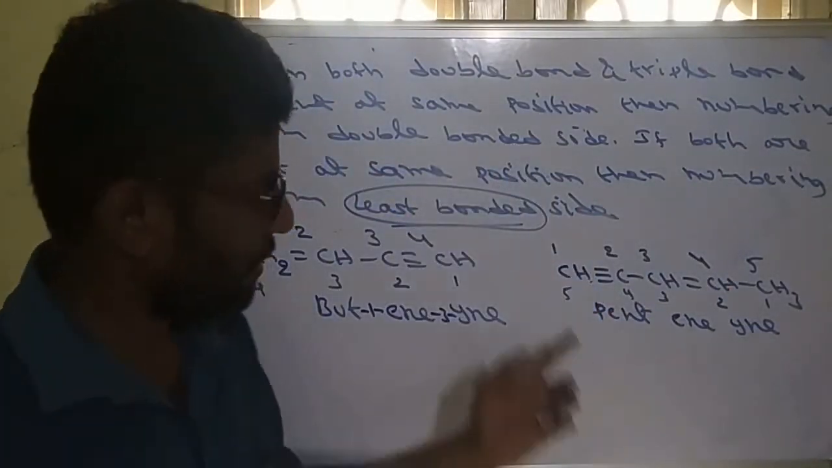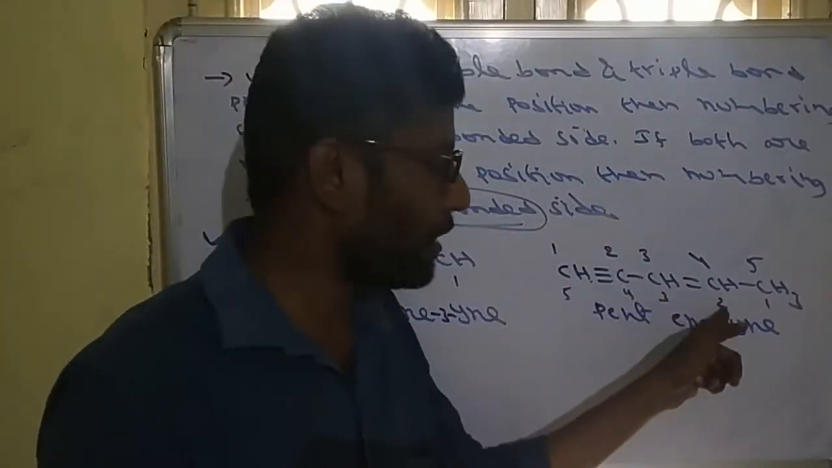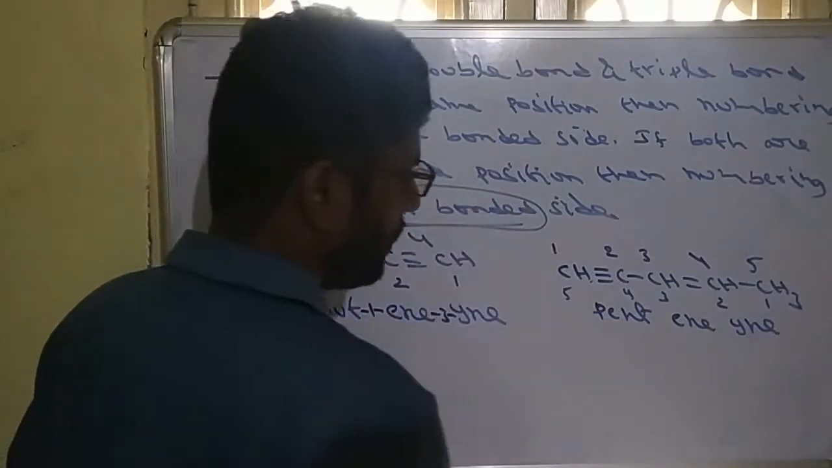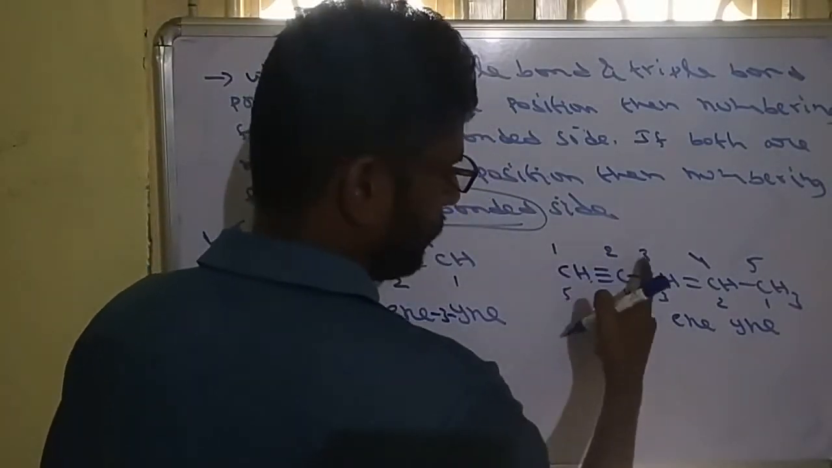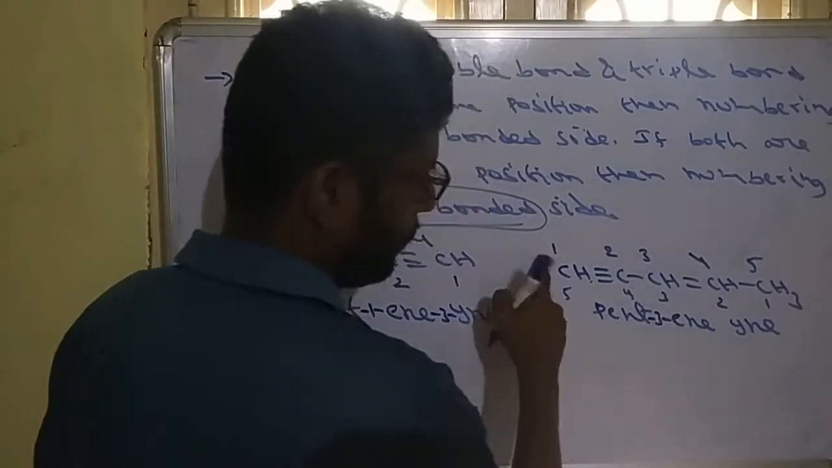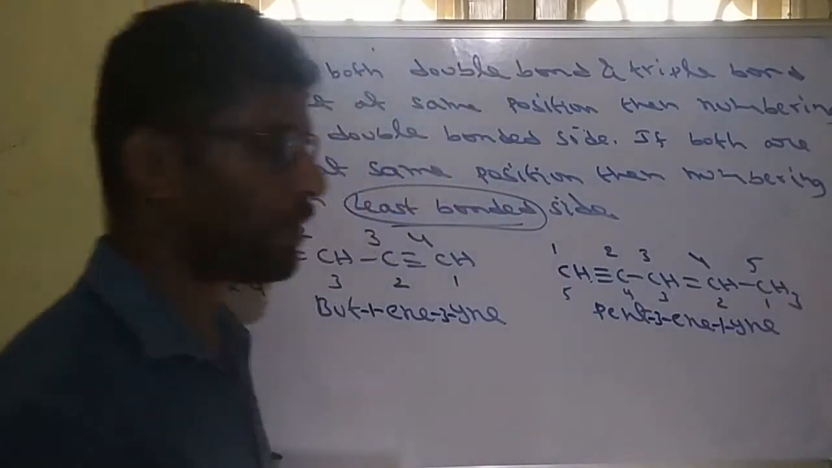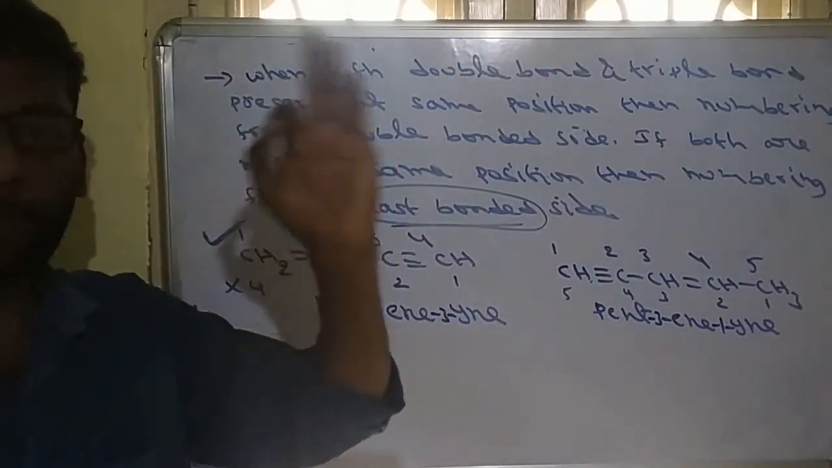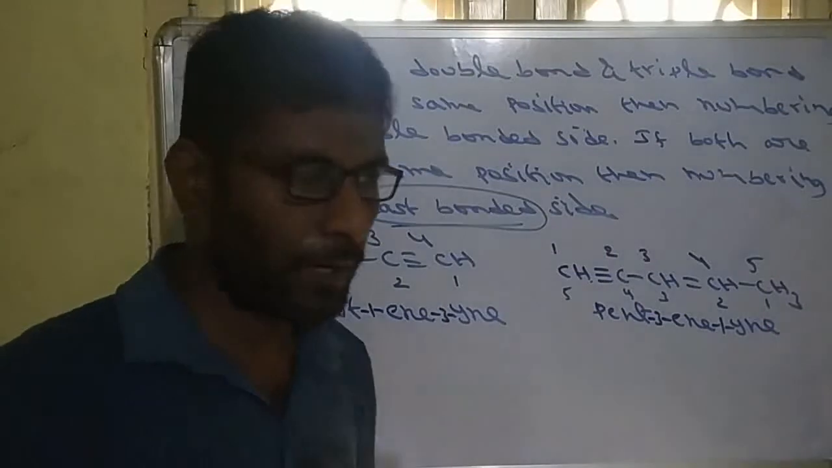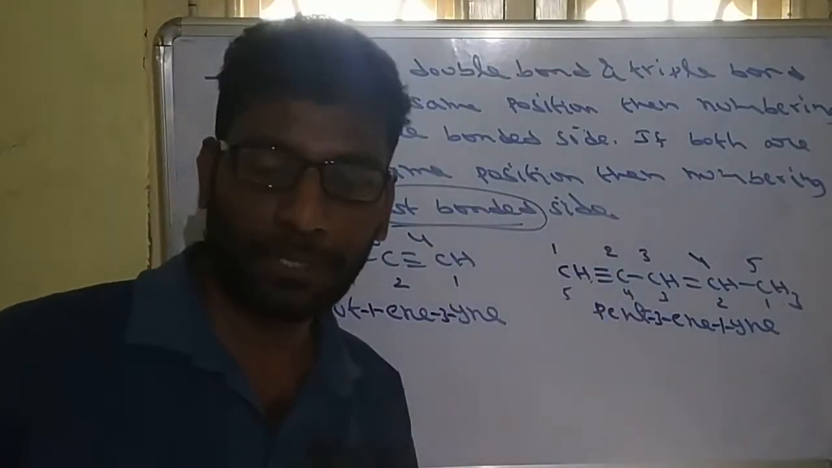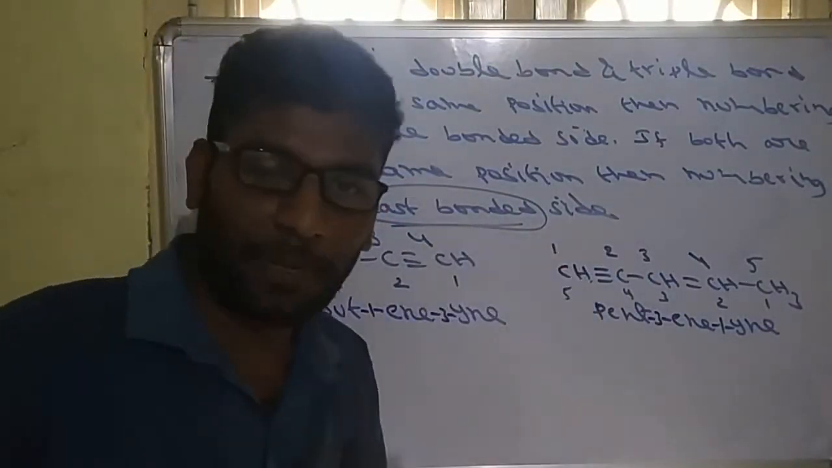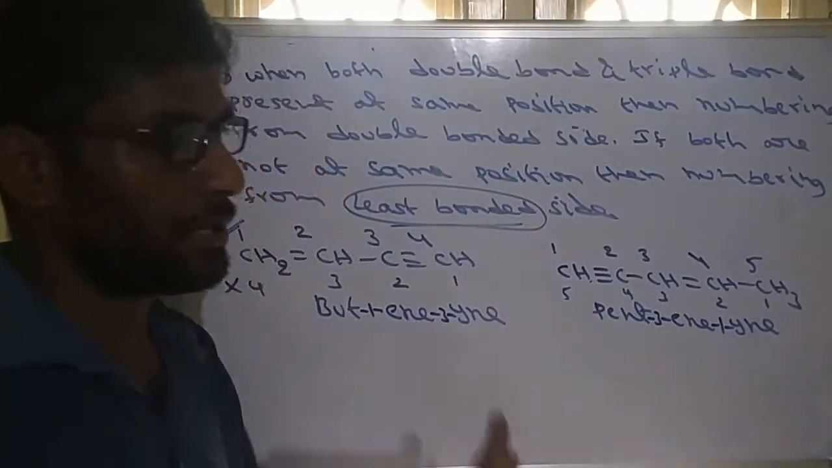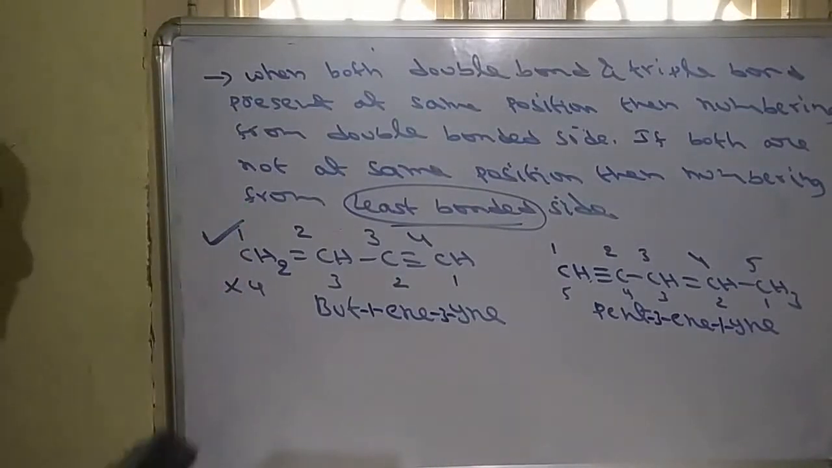Which is the least bond? Definitely triple bond is the 1 position, double bond is the 2 position. So triple bond is the least side. So that means numbering from triple bond here. Double bond position 1, 2, 3. So 3 is the double bond ene, 1 is the triple bond yne. 3 ene, 1 yne. So when both present at same position, then double bond is preferred. If both are not present at same position, then least bond is preferred. Least bond means triple bond is also possible, double bond is also possible. So that is important. That is one exception.